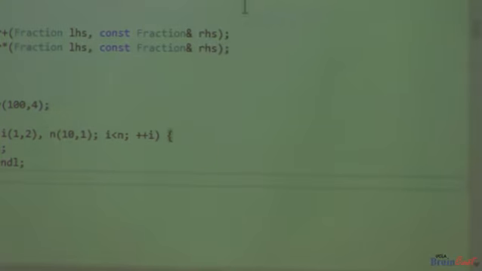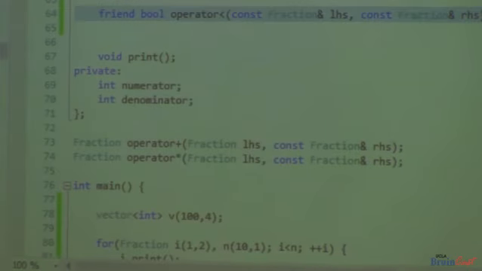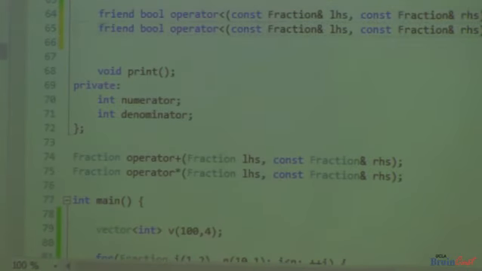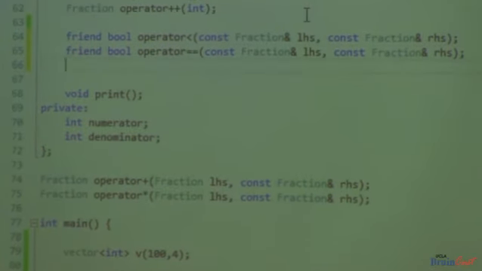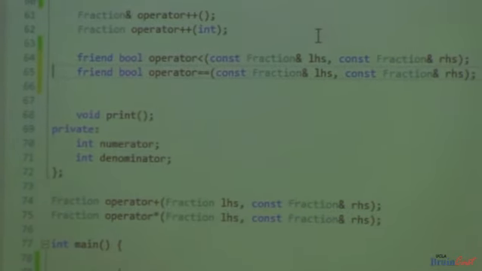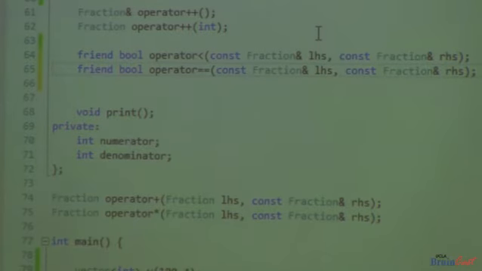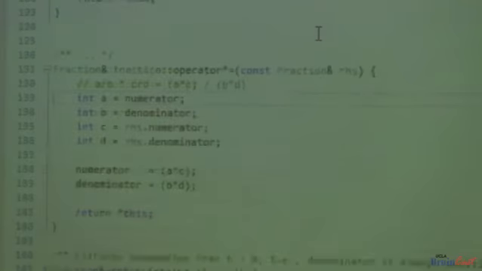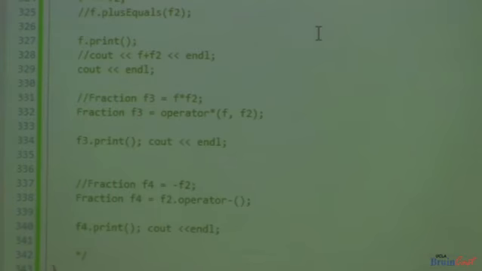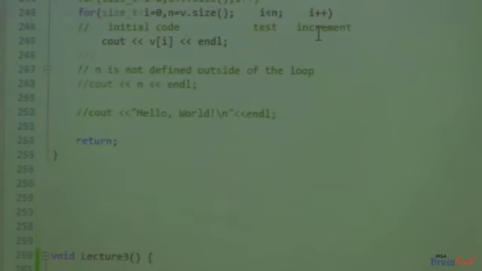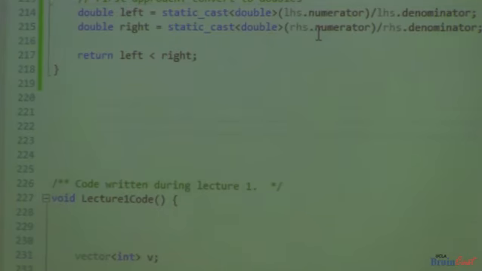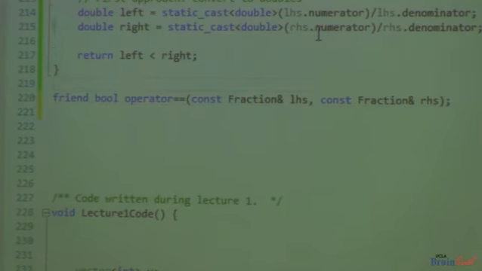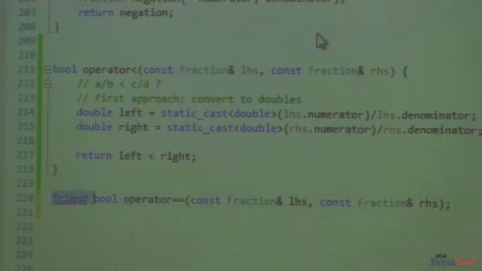Now, how do we check if, okay, now here's a hint. Operator equals equals is going to be almost the same. Logical structure, input-output structure, exactly the same. But now let's think a little more critically about how would you test if two fractions are equal. Okay, we don't want the friend keyword outside of the class. We just want bool like that. Will this trick of converting to double still work?